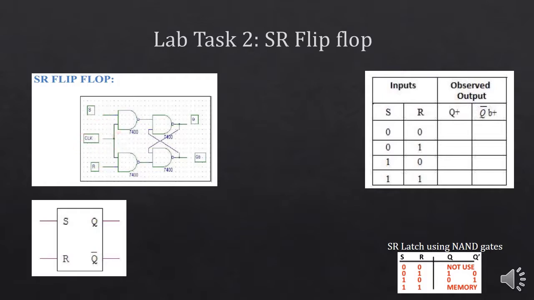here at this point. When the clock is low, the output will be equal to the previous state. When the clock is high, only then the data will be transferred. This is the table of SR latch using NAND gate. You can use this table to verify the functionality of this SR flip-flop.